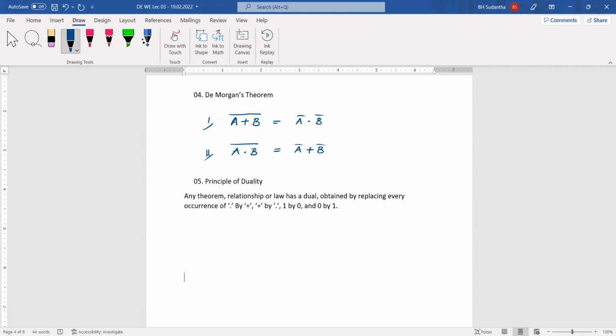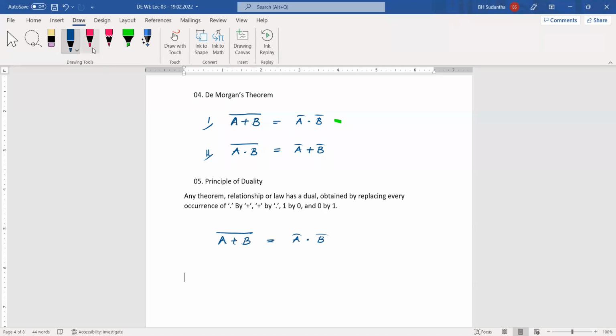How can we do this one? Okay, then shall we take this one? The De Morgan's theorem first part. The De Morgan's theorem first part is (A plus B) bar equals A bar dot B bar. Shall I apply the principle of duality here?